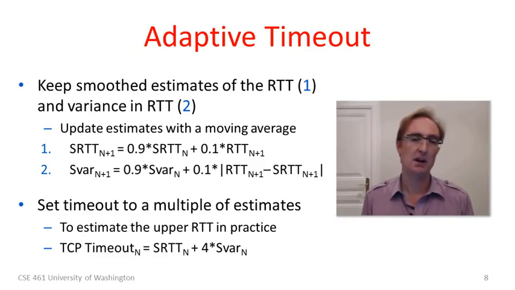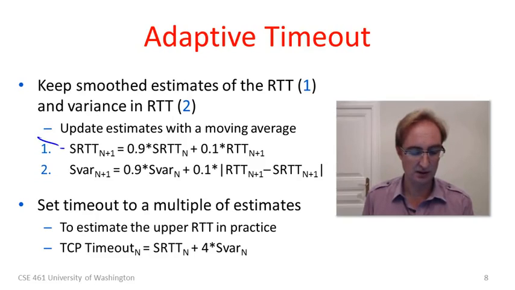For this adaptive timeout, we will simply keep smoothed estimates of the round trip time. So that's going to be like a moving average, just to keep its average value. And we'll also keep an estimate of the variance in the round trip time, because not only is its absolute level changing, but also how variable it is can change over time. So we update these estimates with a moving average.